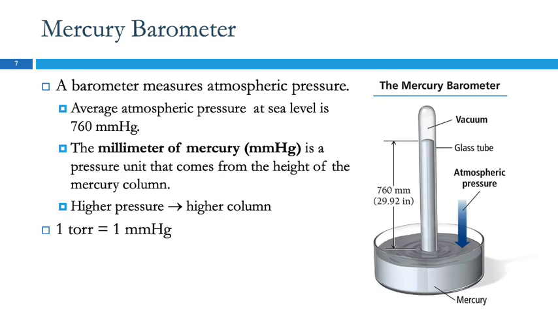Or like the weather people usually use inches of mercury, right? So higher pressure means the column is higher. Well, that's kind of a weird unit. So they created another unit called the torr, and the torr is exactly the same as a millimeter of mercury. It's just a fancier sounding name. Unfortunately, we're still using both of these, so it didn't really simplify anything.